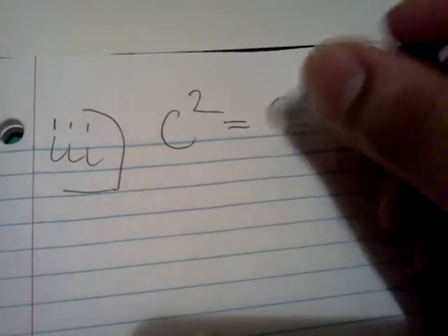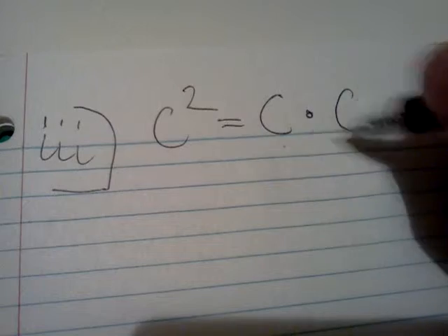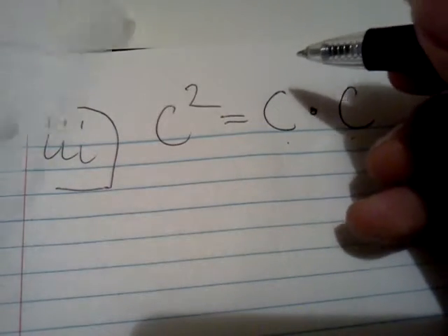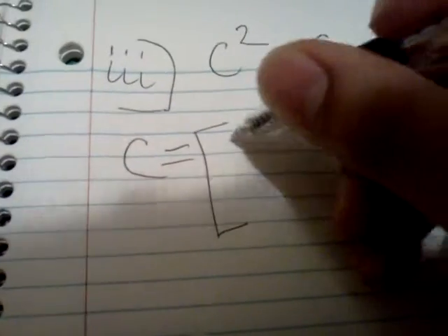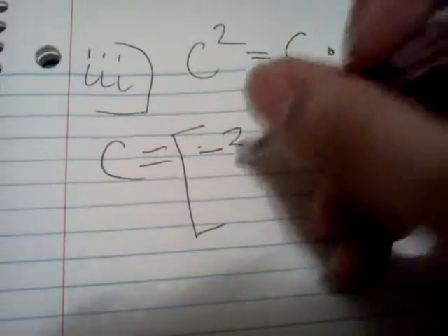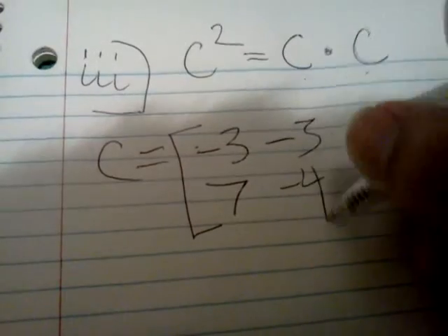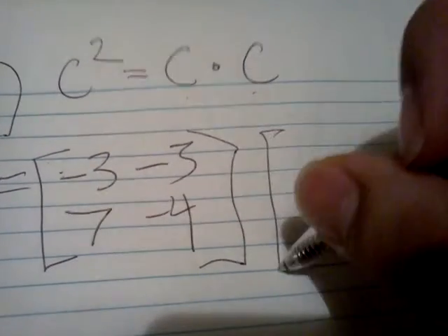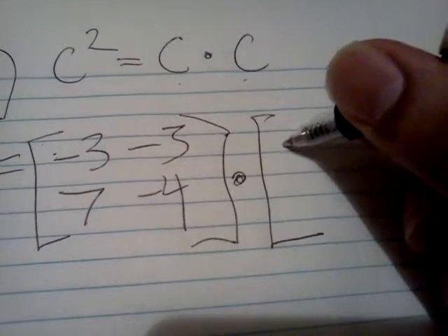Alright, good. So now this part will be a little tricky because this is multiplying matrices. So, they want you to do C squared, which is the same as doing C times the matrix C. So you're just multiplying by the same matrix. C is negative 3, negative 3, 7, negative 4. Good. Now we're going to multiply that by it again.